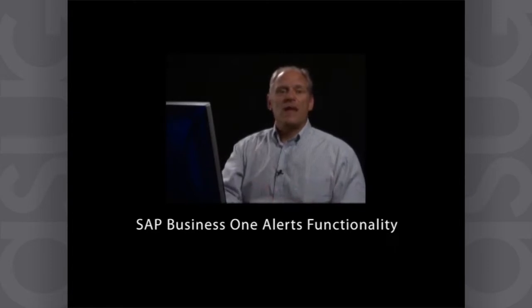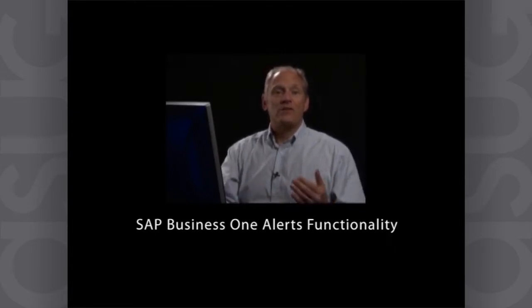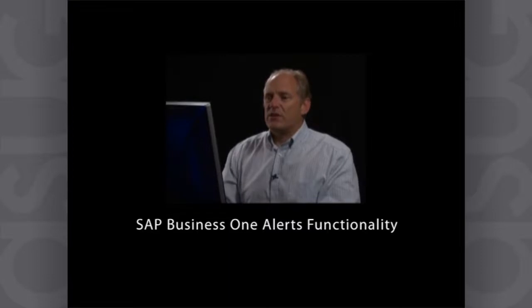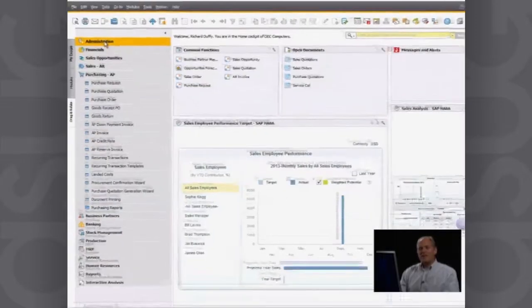For example, if an invoice or a sales order is being done where the margin is below 10%. SAP Business One allows you to do that quickly and easily using the alerts functionality. I'm going to show you how we do that with a standard alert. It's very, very easy to set up these alerts.